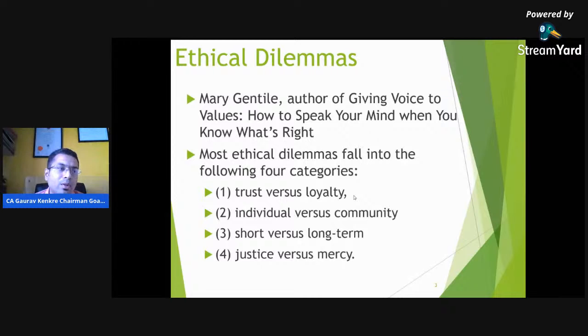So this has to be kept in mind, that whenever you are guiding your clients, you need to give them an idea that this practice we are adopting is good, and it is for the long term. There may be some short term pain, but in the long term they will be well protected from all kinds of liabilities. The last one, of course, is justice versus mercy.